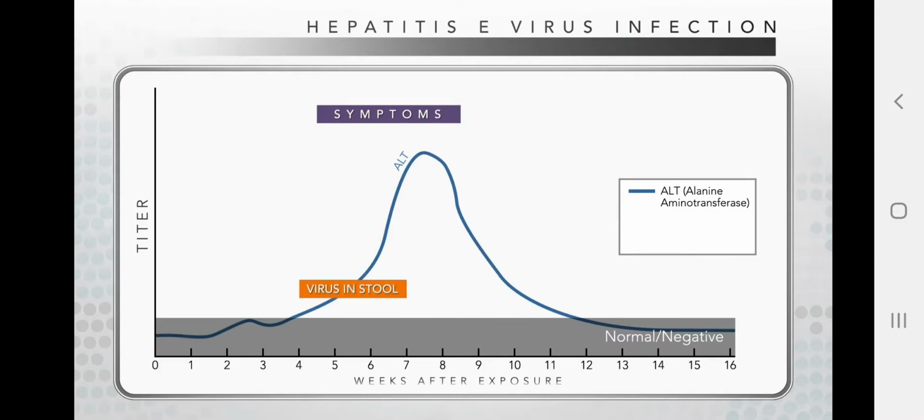Virus excretion in stool, illustrated by the orange bar, is variable, but usually lasts from about 1 week before symptoms appear until about 1 week after they have surfaced. However, this time frame can be longer in some people.